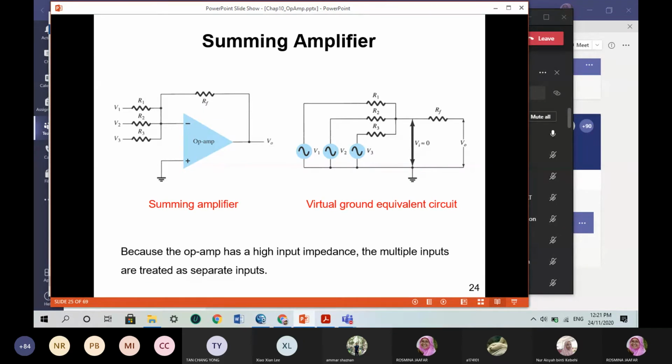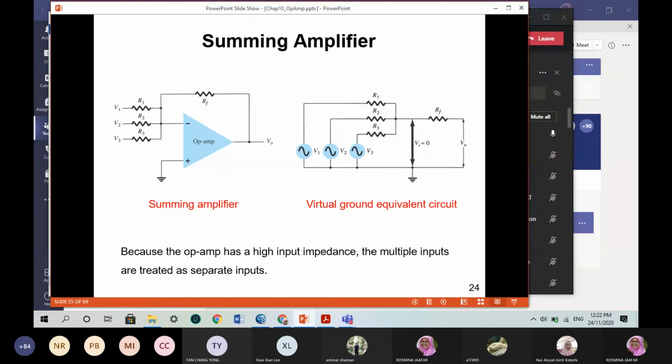Okay, the summing amplifier normally works in the arrangement of the inverting amplifier, where the positive input terminal of the Opamp is grounded, and you apply V1, V2, V3 to the negative input terminal of the Opamp, and VO is actually the sum of V1, V2, V3 that has been amplified.